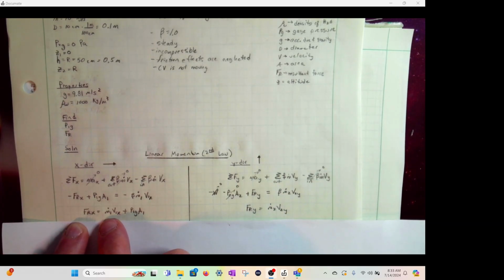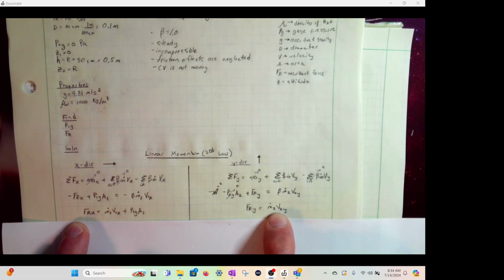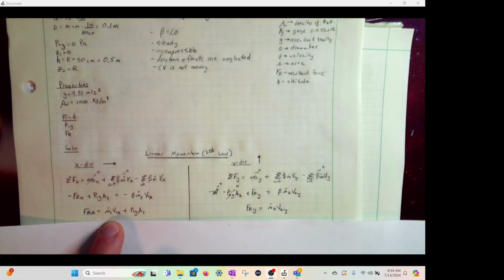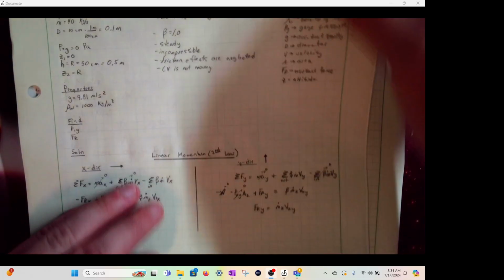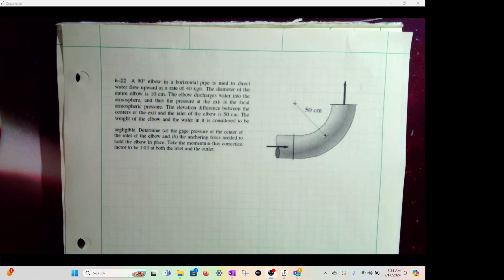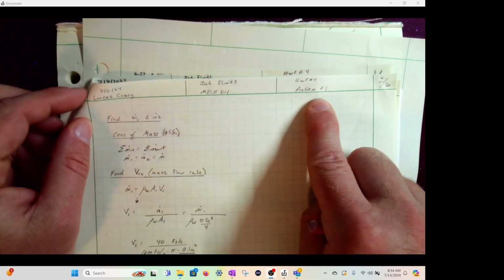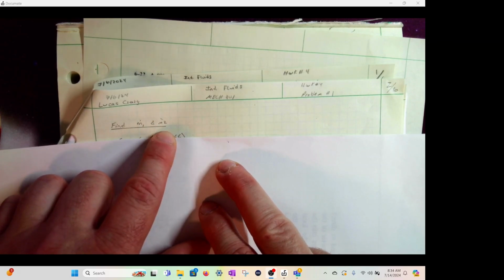Now, we can identify that we need to solve for m dot 1, v1x, p1g, a1, and m dot 2 and v2y. So what we're going to look for is going to have a heading, solve or find m dot 1, m dot 2, and all of these. Okay? So let's do that. So this is page 1. Page 2, again, I have my heading up here. We're going to solve for m dot 1 and m dot 2.